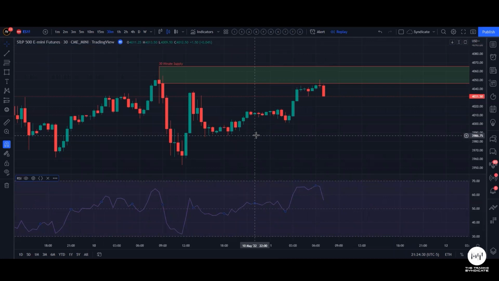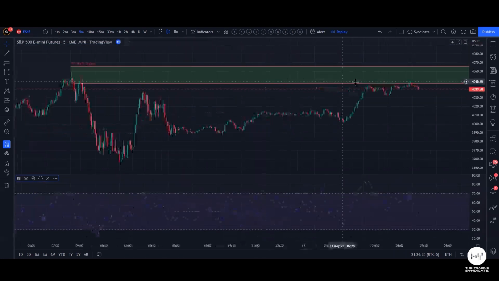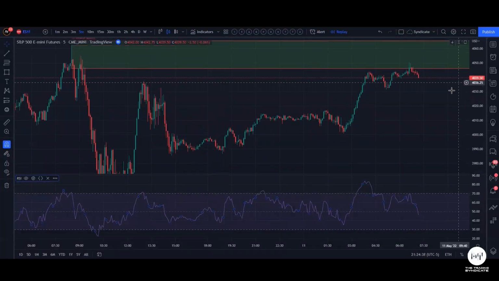Here is a 30-minute supply zone, and recall we did use the 5-minute time interval to identify where an entry would be.